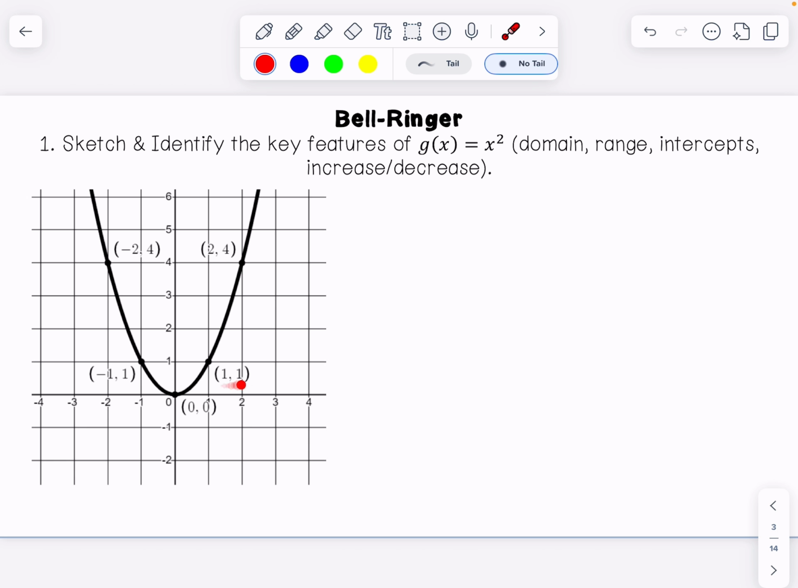And then also, you can see our coordinates here. So -1 squared gives us 1, 1 squared gives us 1. 2 squared gives us 4, -2 squared gives us 4. Our next one would be 3 and 9, and -3 and 9.